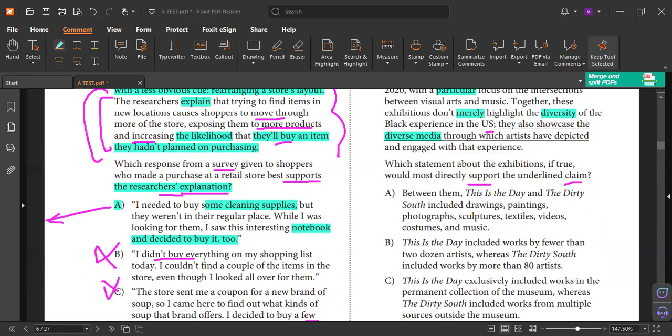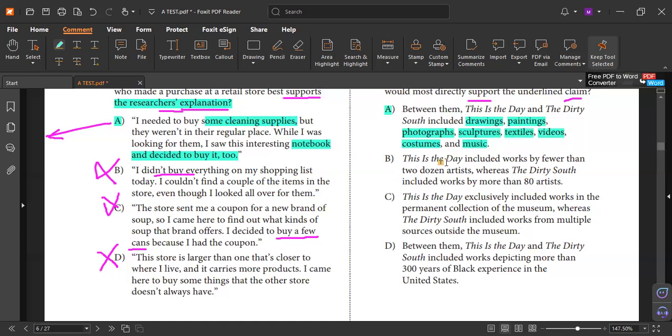So let's find. Between them, this one included drawings, paintings, look, photographs, sculptures, textiles, videos, costumes, music, diverse media or not? Yes. And remember, the word media is not only related to technology. Media is just like something you did, whatever it is, it could be photographs, it could be drawings, it could be paintings. So letter A mentioned, yes, different media. Diverse means different, various. So letter A could be correct.